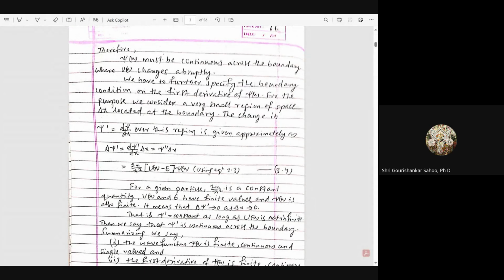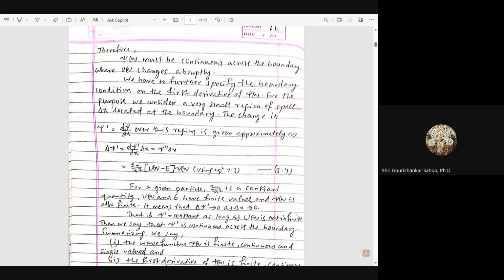So your psi must be continuous across the boundary where U changes abruptly, and you have to further specify the boundary condition on the first derivative of psi. For the purpose, we consider a very small region of space del x localized at the boundary. So the change in psi dash, which is equal to d psi by dx over this region, is given approximately as del psi dash is equal to d psi dash by dx multiplied by del x, which is equal to psi double dash del x, which is nothing but twice m by h cross square into U minus E psi.